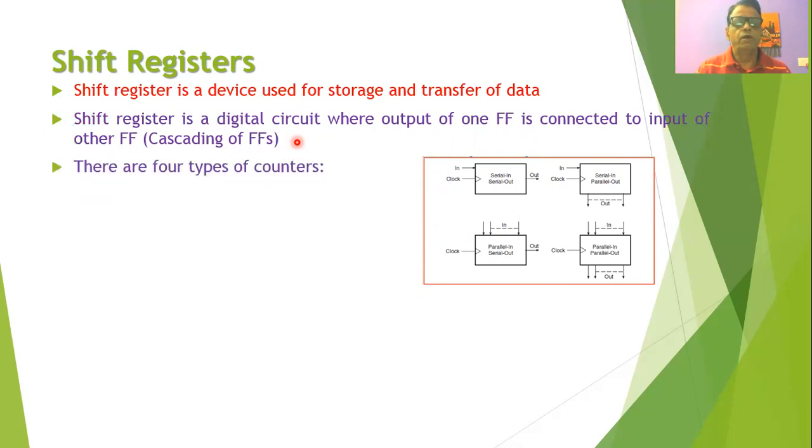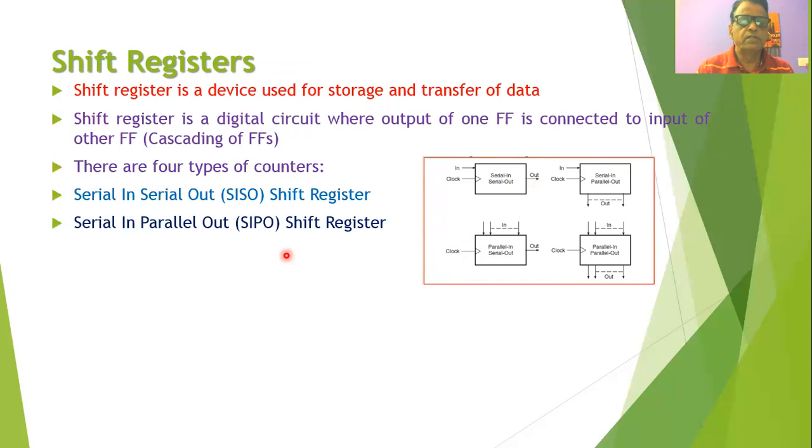There are four different types of shift register. The first is called the serial in, serial out shift register. In this shift register, the data is fed serially, that is sequentially, and the data is also read sequentially. And therefore, this register is called the SISO shift register.